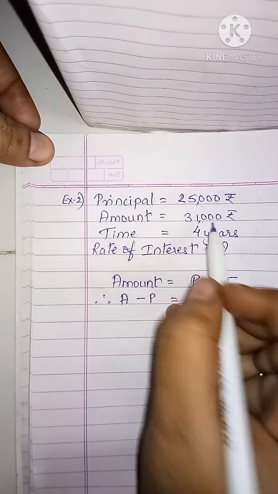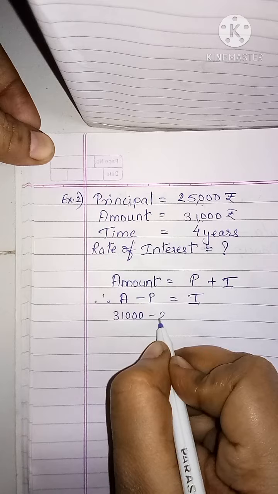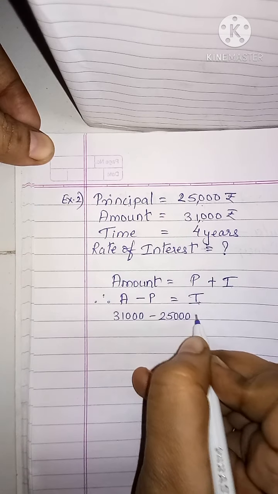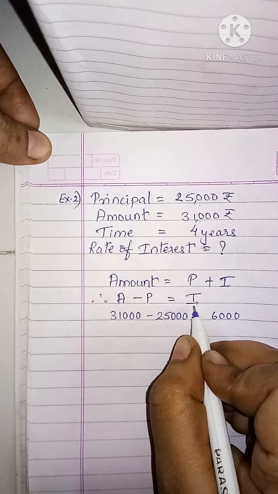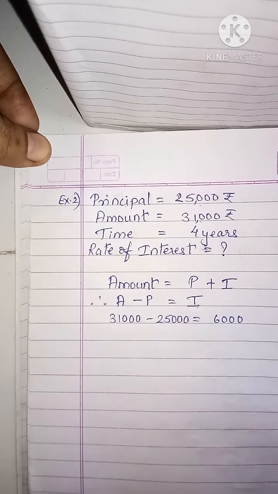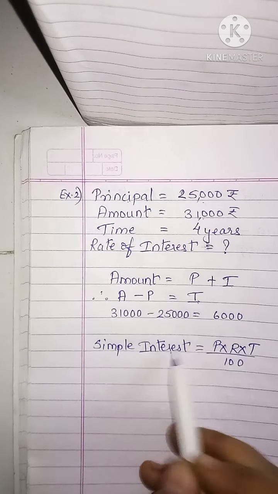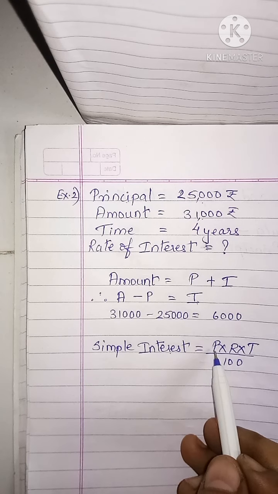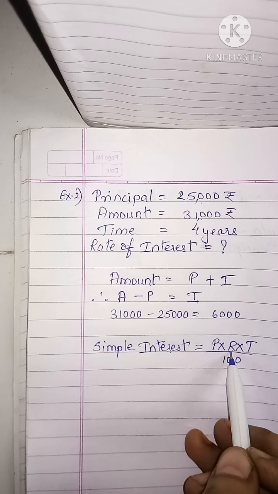So amount is 31,000 minus 25,000, which is equal to 6,000. So our interest is 6,000 rupees. And now we have to find out simple interest. We got the interest, principal, rate into time upon 100. We have to find the rate of interest.